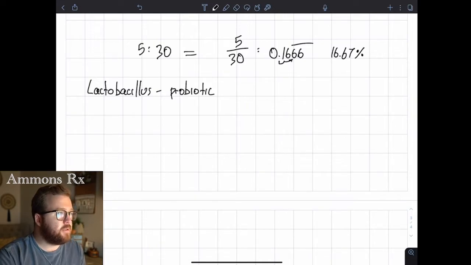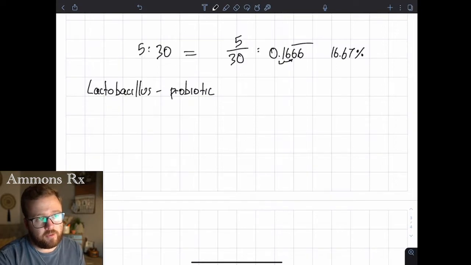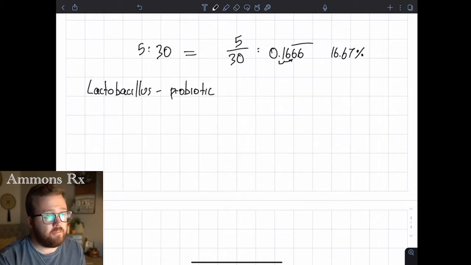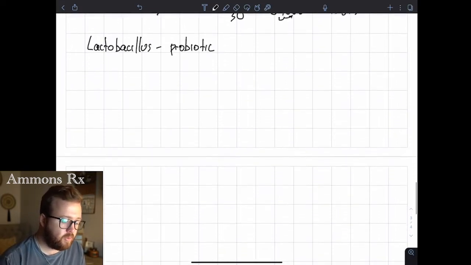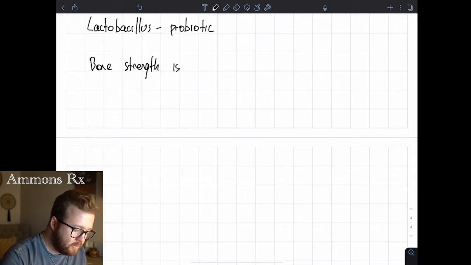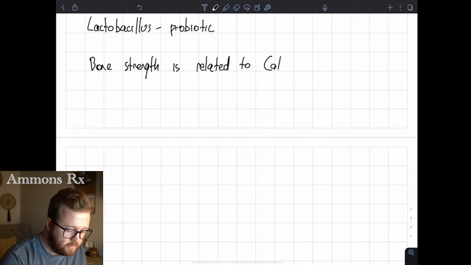What common dietary supplement is recommended to help improve bone strength? And I hope that you know by now, things that are important for bone strength are calcium. So you should think of like milk. They also fortify orange juice with calcium as well. So bone strength is related to calcium intake.